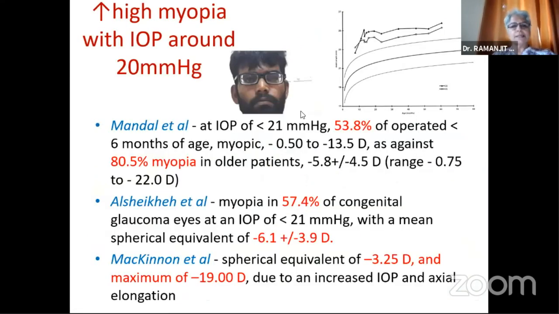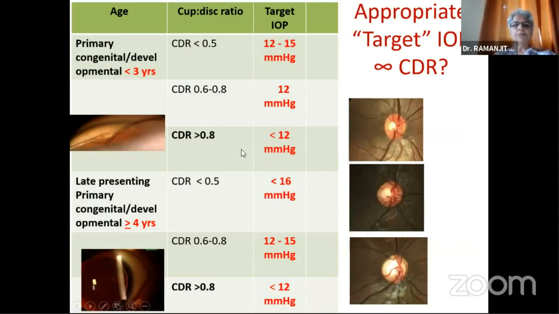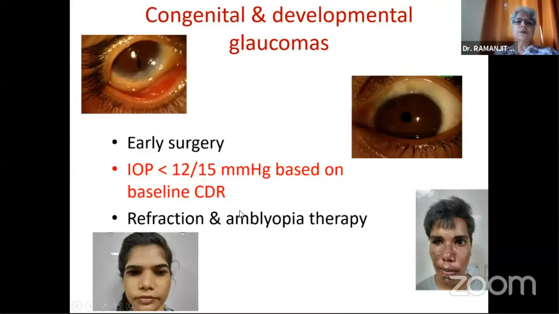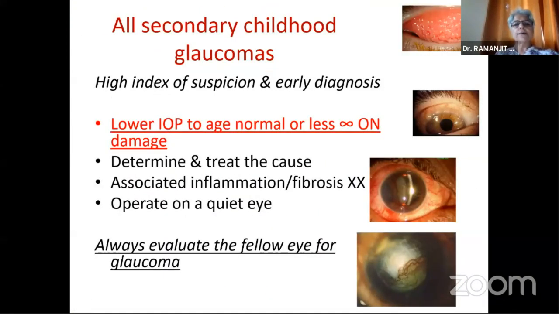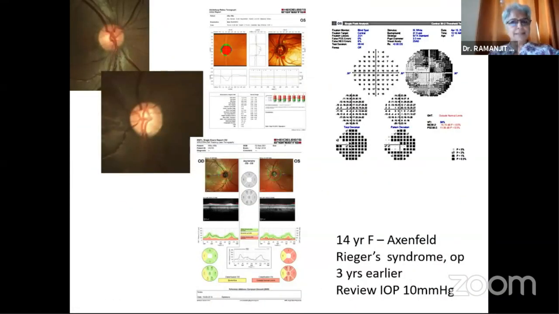supported by a lot of studies, including from Dr. Mandal, you can see is fairly high. So I think we have to be aware of what our target IOP is, and it should be less than 15, but also dependent on the cup disc ratio. So if the cup disc ratio is more than 0.8, make it lower, and if it's only 0.7, less so. Similarly, with secondary glaucomas, you must lower the IOP to at least the age normal, and less if the optic nerve is significantly damaged.